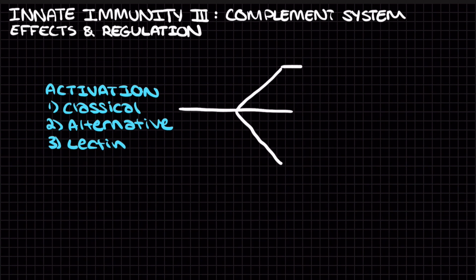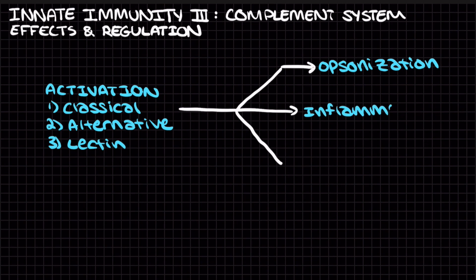The first is going to be, remember, opsonization, the targeting and signaling for phagocytosis. The second being inflammation. And the third being membrane attack.